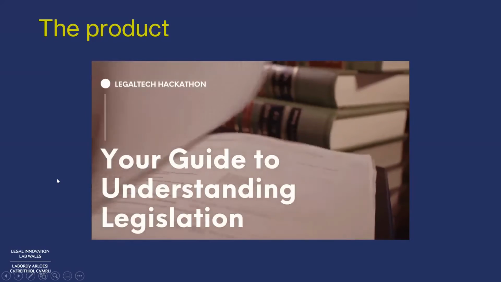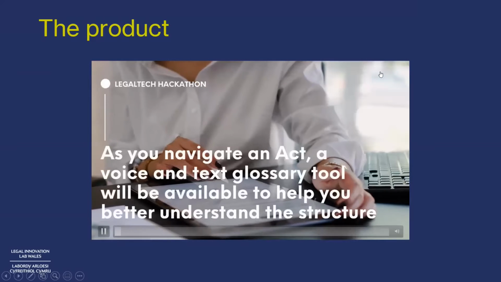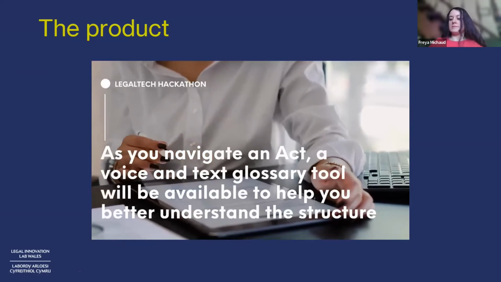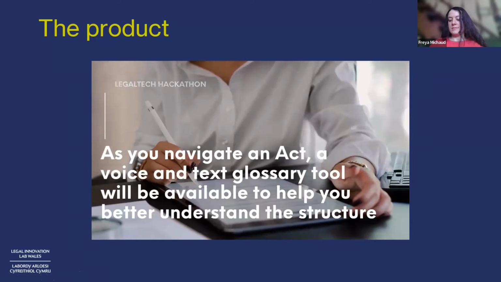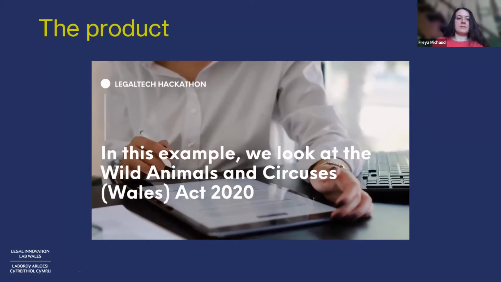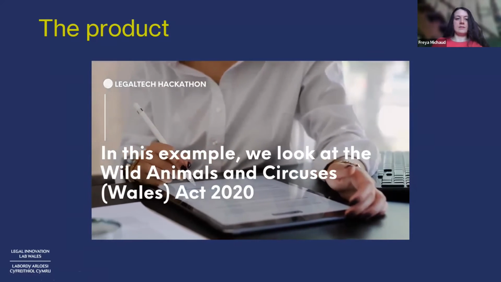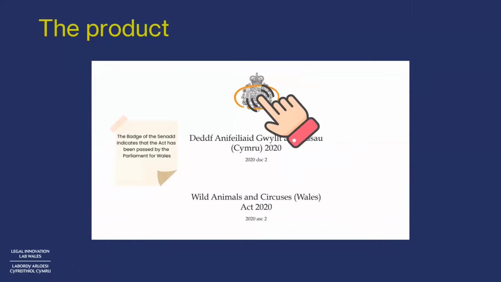This is your guide to understanding legislation. As you navigate an act, a voice and text glossary tool will be available to help you better understand the structure. In this example, we look at the Wild Animals and Circuses Wales Act 2020. The badge of the Senedd indicates that the Act has been passed by the Parliament for Wales.